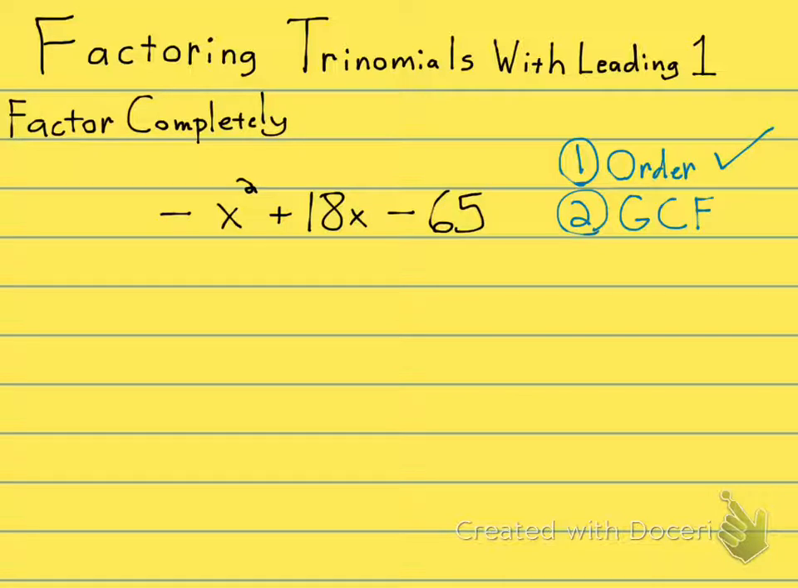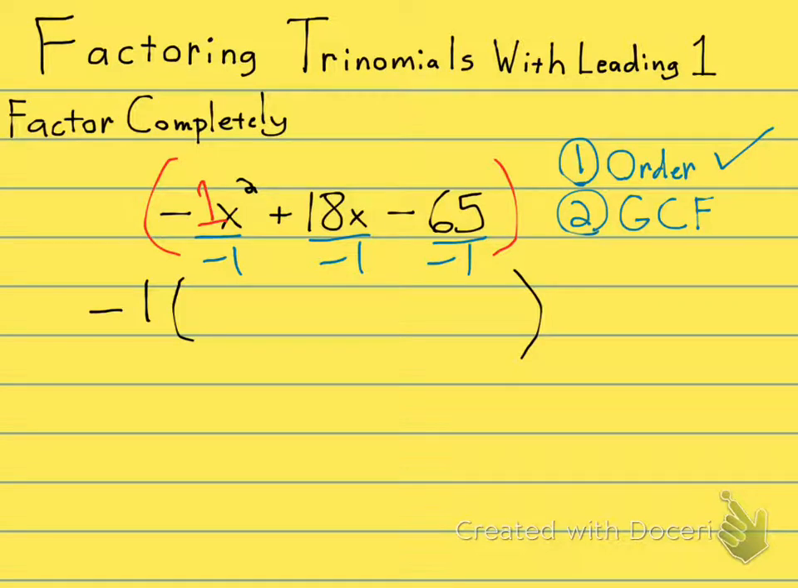And in this case, there is a GCF. The leading coefficient is a negative 1, and what I need to do is factor out a negative 1 from all three of these. My leading coefficient is going to need to be positive before I factor. So I'm going to factor out a negative 1 from each one of these terms, and let's see what we get.